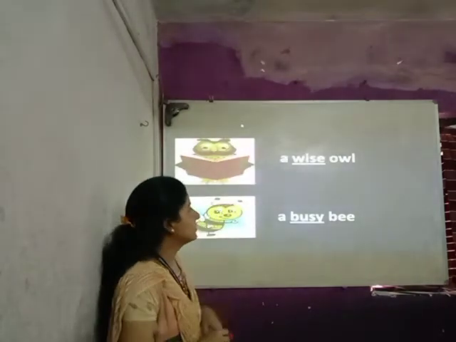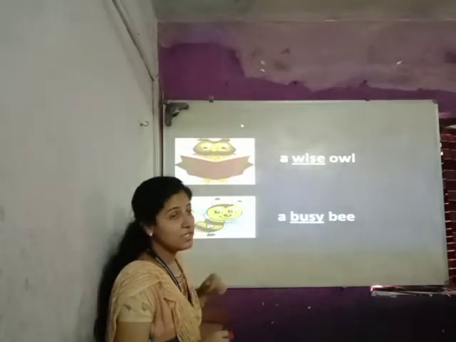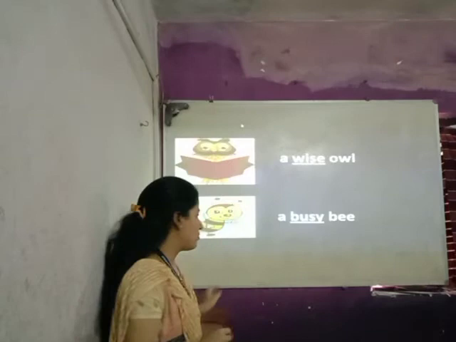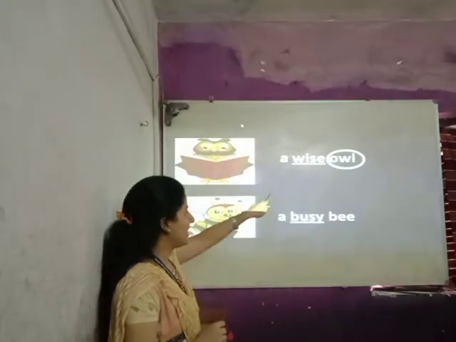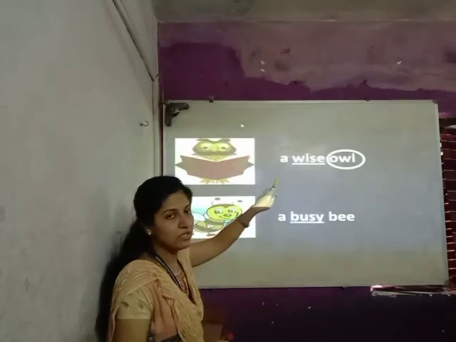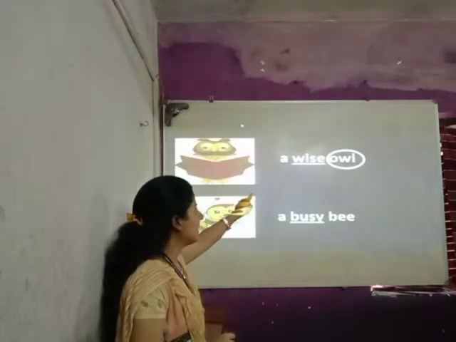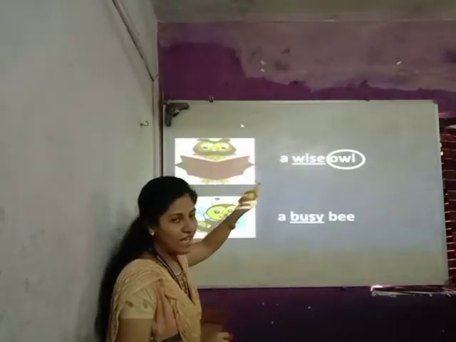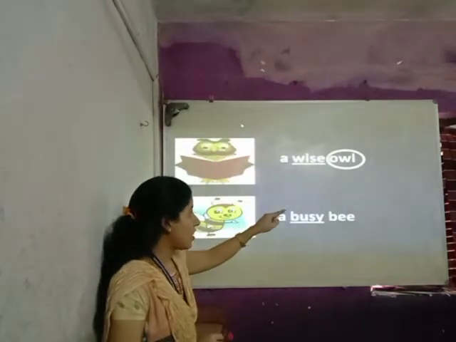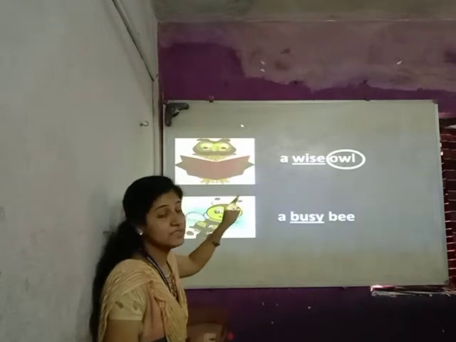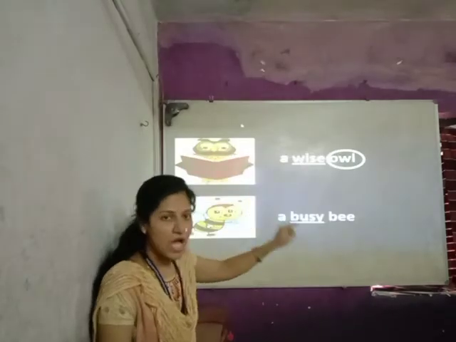And in this, which is the naming word? It describes about whom? Owl. So, owl is a naming word. So, we had circled the naming word owl and we had underlined wise. Wise is a describing word. So, wise owl. The word wise describes the owl.